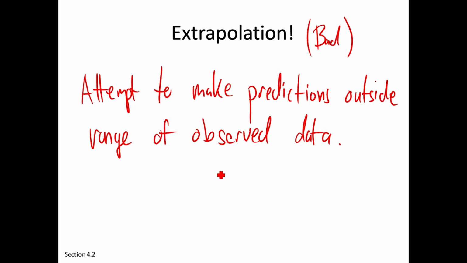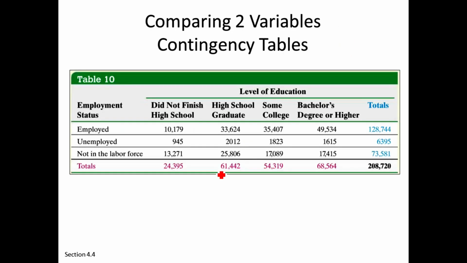The last thing we didn't hit is contingency tables. This table actually comes out of your book. A contingency table compares two variables, and it's comparing two categorical variables. Previously, with the scatter plots, you were comparing two quantitative variables. But in a contingency table, you're comparing categorical variables. Here, they're comparing level of education, which is a categorical variable the way they've split it up, and employment status, which is also a categorical variable.